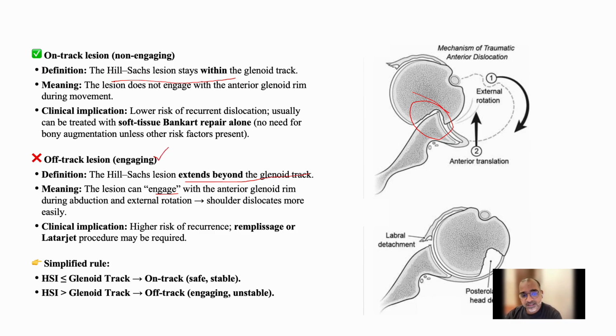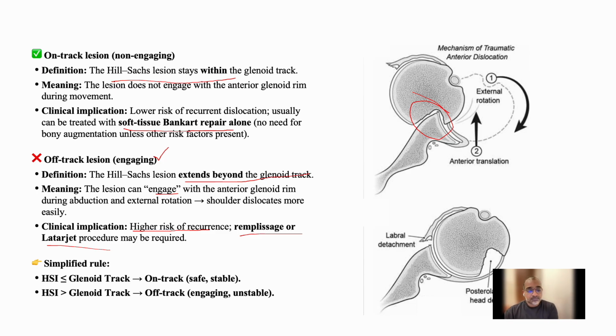So based on whether the lesion is engaging or non-engaging, in a non-engaging lesion, usually soft tissue Bankart repair alone is enough and bony augmentation is not usually recommended. But in off-track lesions, there is a higher chance of recurrence, so bony augmentation procedures need to be done. So based on whether the lesion is on track or off track, the treatment modality will change.